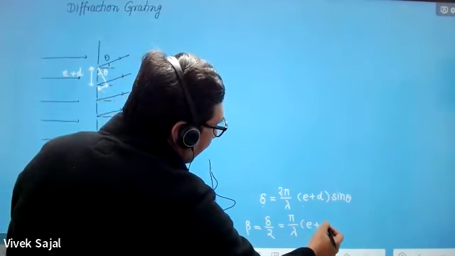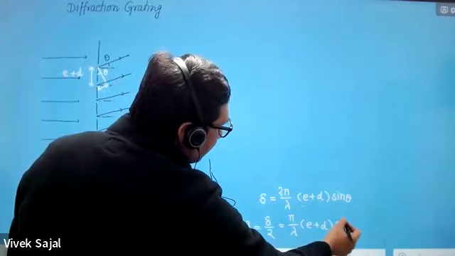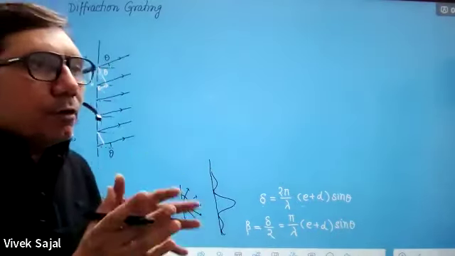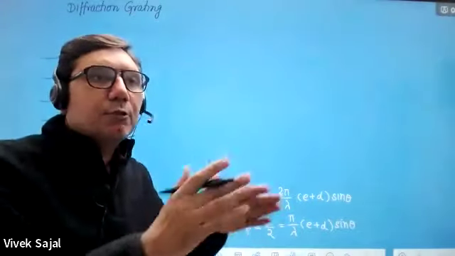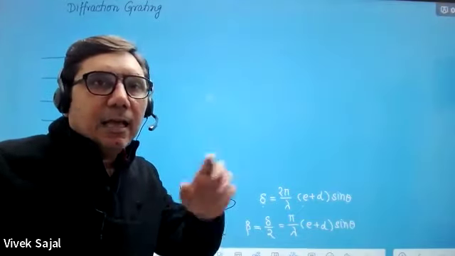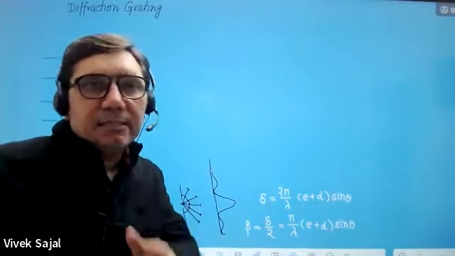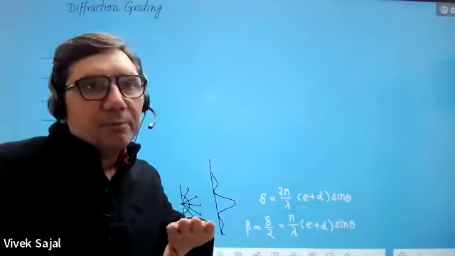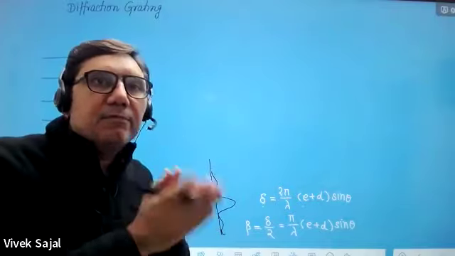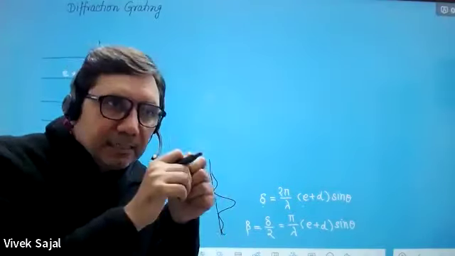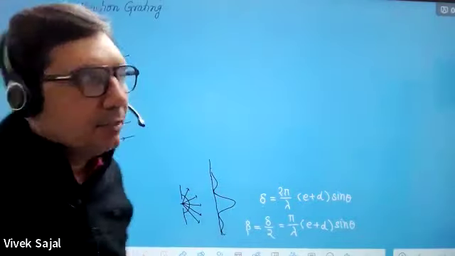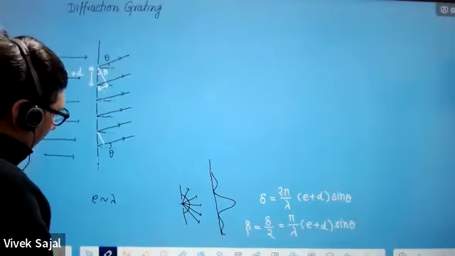So remember this: wherever e plus d is coming, you are talking about interference. Interference is going to take place. And when only e is coming, alpha is there. Alpha is pi by lambda e sine theta. When e is coming into the picture, you are talking about the diffraction at the individual slit. And when e plus d is coming into the picture, you are talking about interference. So remember this.